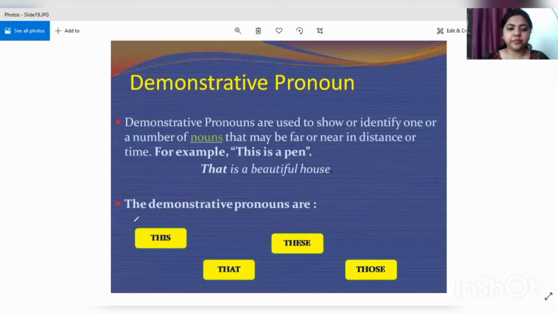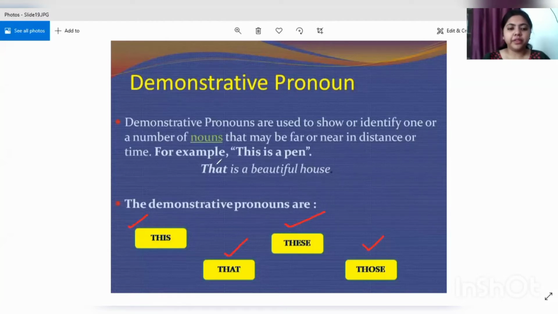They are, here you can see in the yellow boxes, this, that, these, and those. You are very well aware where we use this and that, these and those. I'm not going to explain that to you. Just remember that whenever we want to point out something, and we don't want to use the noun over here, over there, we use a demonstrative pronoun.